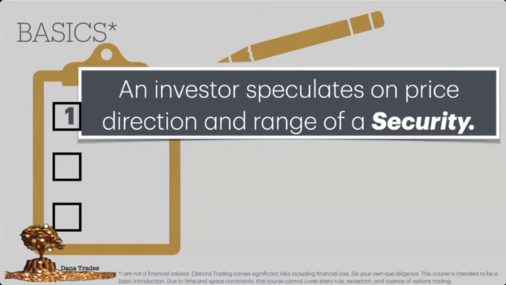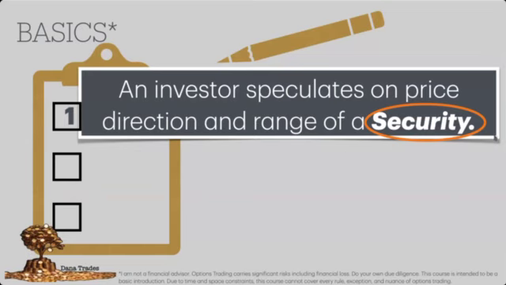Step 1. An investor speculates on the price direction and price range of a security. Let's break that sentence apart, starting at the end and working our way backward. A security, for purposes of this training, we are focused on stocks or ETFs, exchange-traded funds that are publicly traded on the stock exchange. If you recall, we talked about 401ks and IRAs earlier in the training, and that those accounts tend to hold securities, including stocks and ETFs.